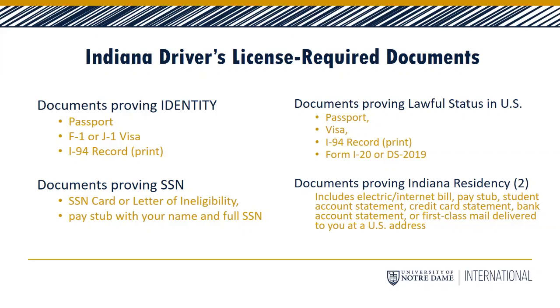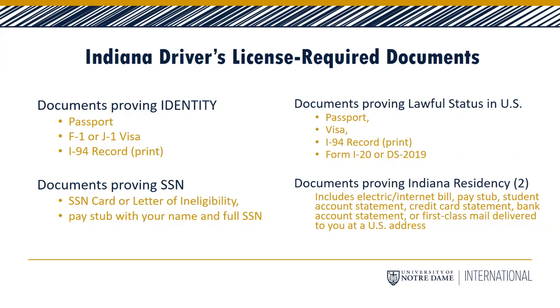Documents that prove that you have lawful status in the U.S. That's also your passport, visa, and I-94 record. And it's also your Form I-20 if you're an F student, or your DS-2019 if you're here on a J visa. Documentation to prove your social security number. So you'll want to have your social security card at that time, or your letter of ineligibility. Or you can provide your pay stub if it has your full name and your full social security number on it.